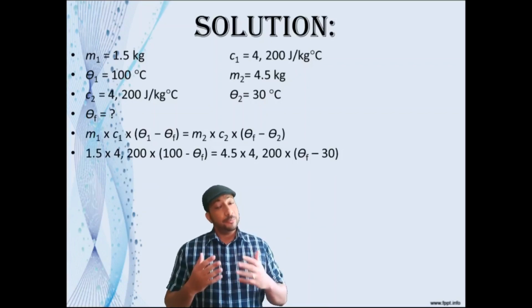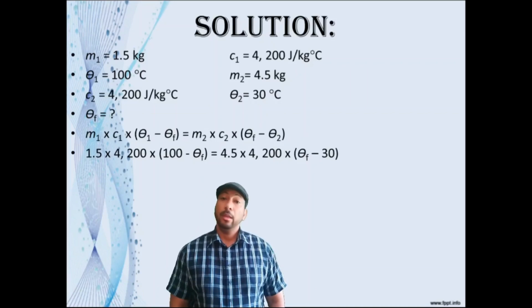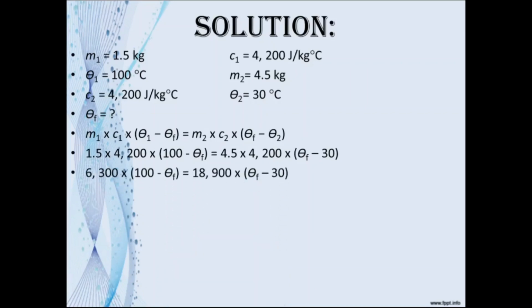After we substitute the values accordingly, we would simplify by multiplying 1.5 times 4,200, which would give you 6,300. And then 4.5 times 4,200 gives you 18,900. Next, we expand brackets. So 6,300 times 100 gives you 630,000, and then minus 6,300 θf equals 18,900 θf minus 567,000.